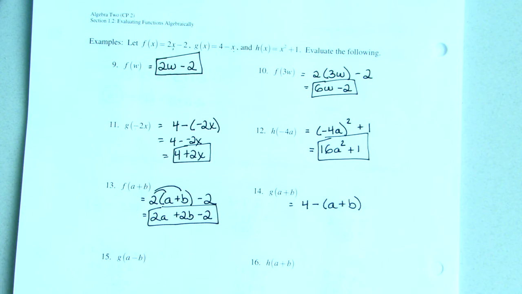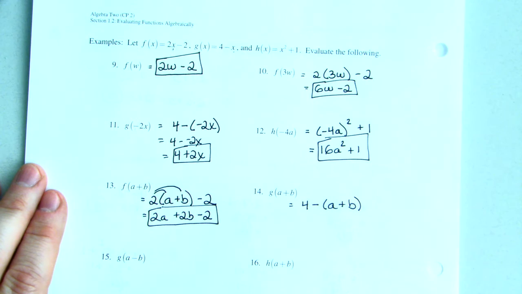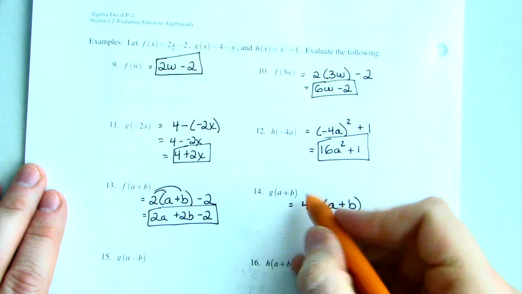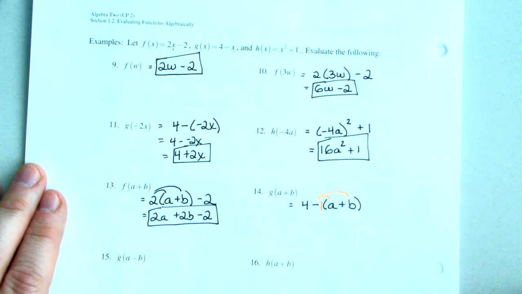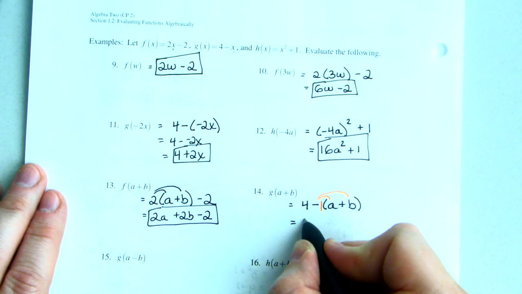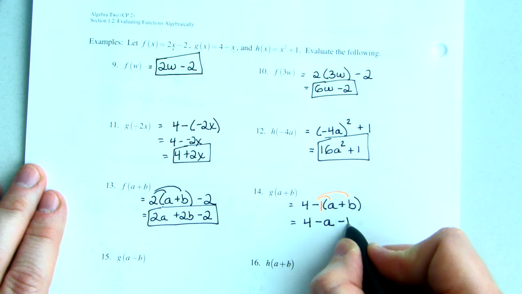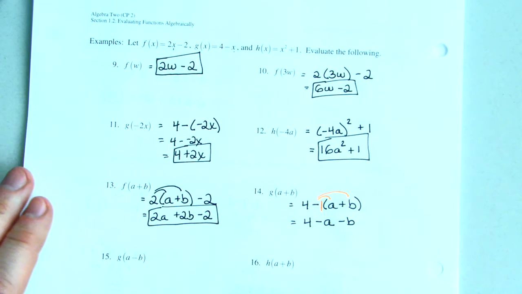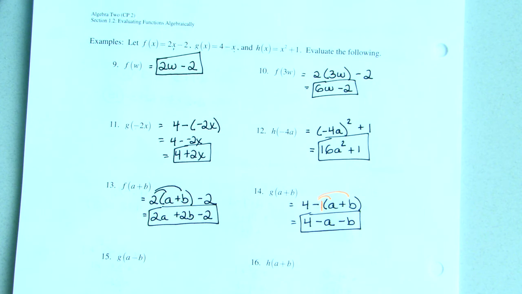What are we going to have to do next? We need to distribute the negative. Or, if you'd rather think about it like this, we can say distribute the negative 1 that was before the parentheses to both of them. That's going to give you 4 minus a, negative 1 times b gives you minus b. 4 minus a minus b is your final answer there.